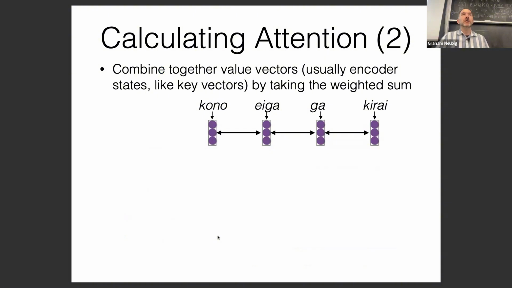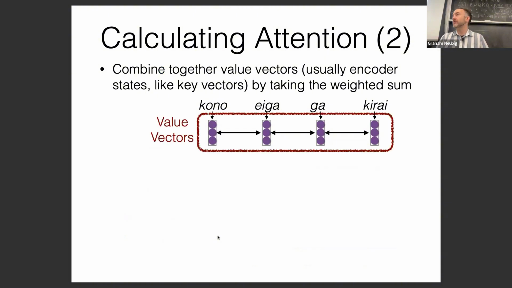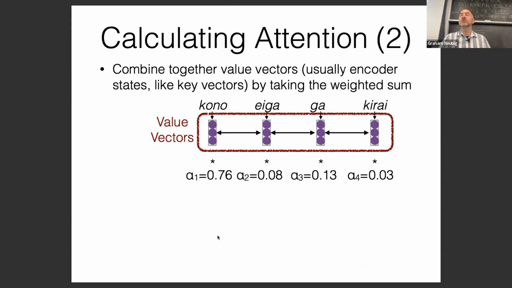So after we do this, we have a concept of value vectors, and we need to have one value vector for each attention weight that we have calculated. What we do is take the weighted combination of the value vectors to calculate a new vector. So, you know, we'd multiply this one by 0.76, this one by 0.08, and then add all of those together to get a new vector.